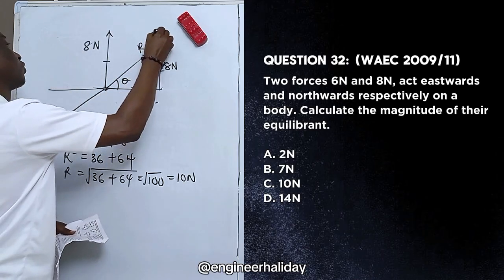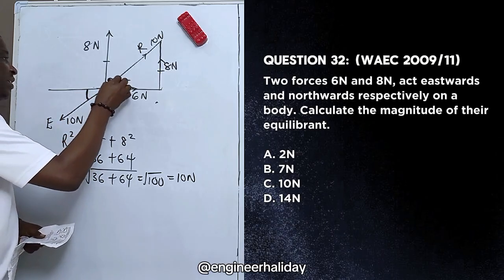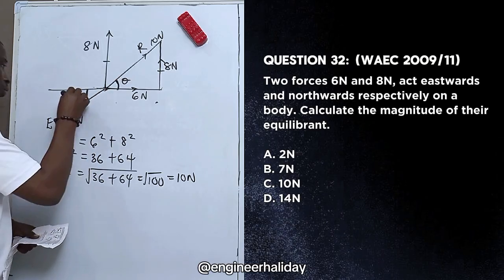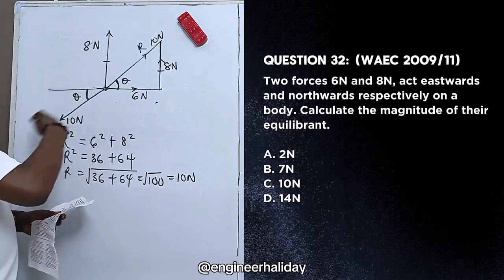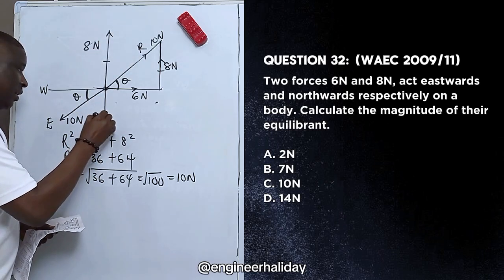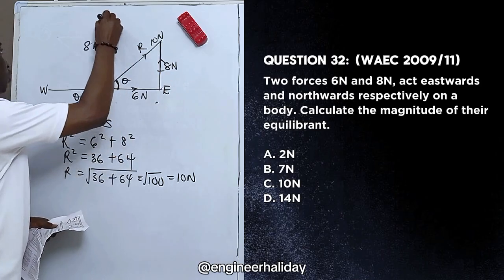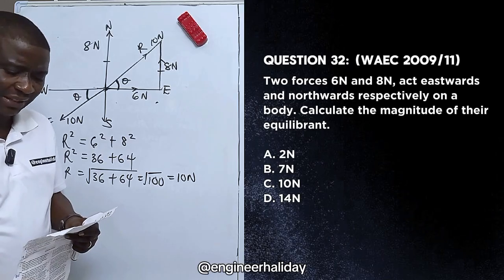The resultant is also 10 Newton. Don't forget, this will be the direction of the equilibrant, and this is the direction of the resultant, which will be opposite. Now, this one will fall between west and south, while the resultant will fall between east and north.